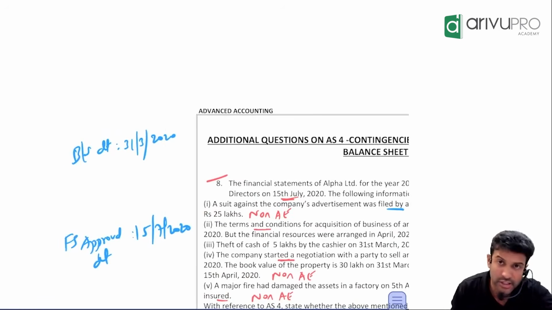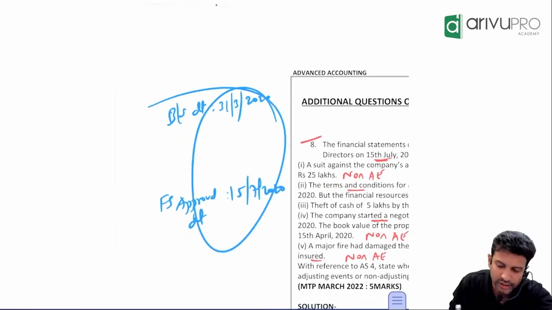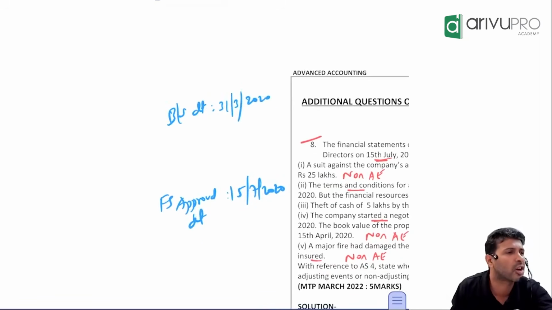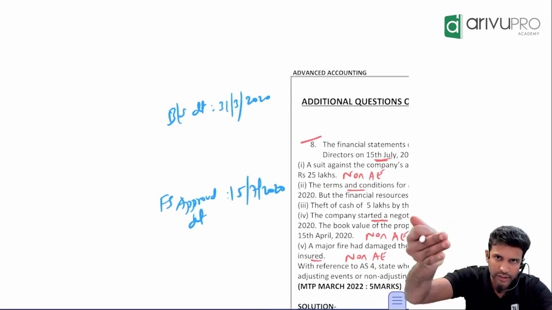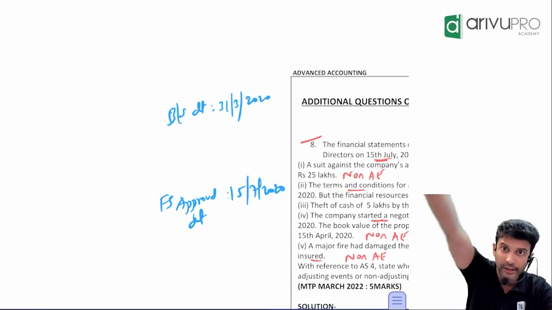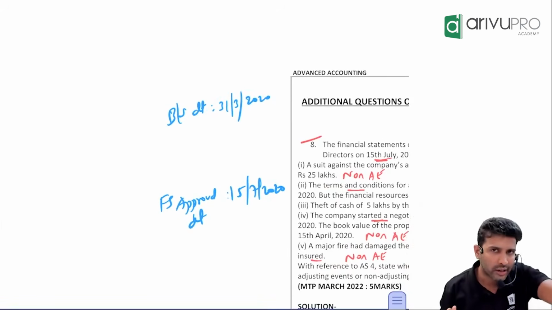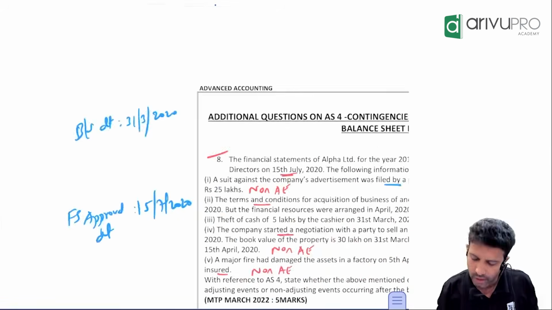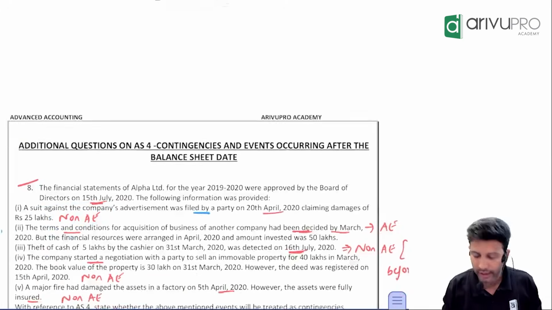That's what they're asking. First of all, is it an event? Because it is within the window. Adjusting or non-adjusting? Sir, on 31st March, did I have any clue that somebody would file a case against me? So is the condition existing or a full surprise? So what is it? Non-adjusting event.